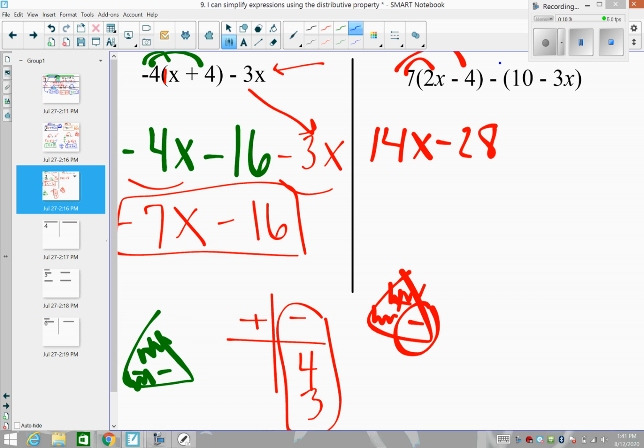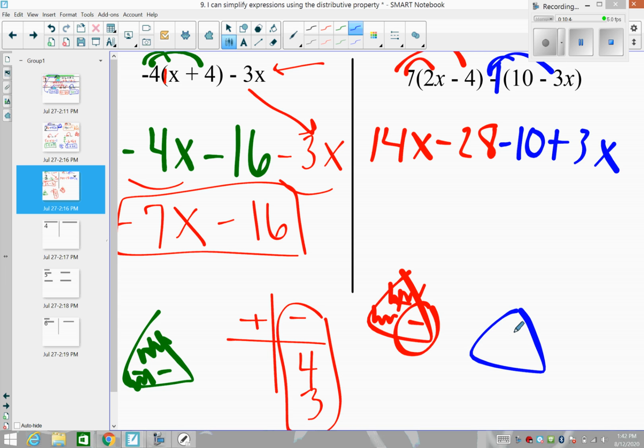So we have this negative 1 sitting on the outside here. So we're going to distribute. We're going to go negative 1 times 10 is negative 10. And negative 1 times negative 3x is positive 3x. So let's talk about that. That negative 1 times 10 is a negative times a positive. And that negative 1 times negative 3x is positive 3x.